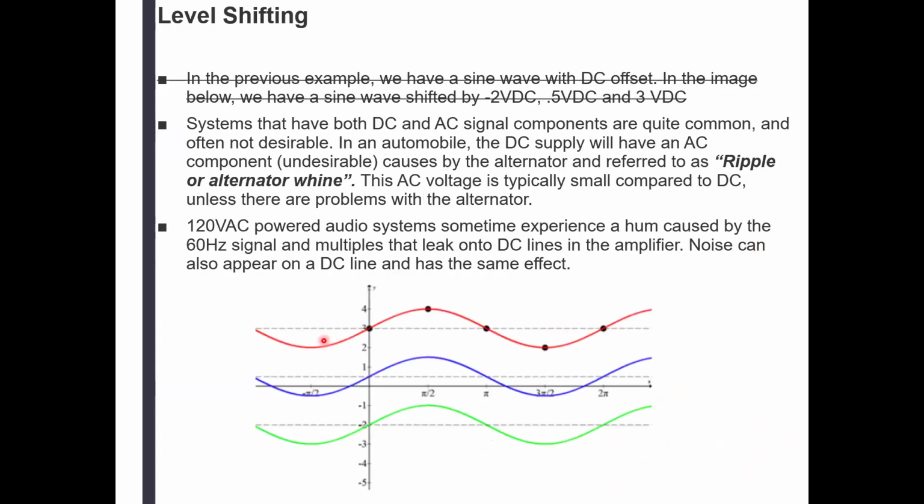So we can do level shifting. And we're going to do a lab where you're going to apply signal, and you're going to be able to have the waveform going up and down with the potentiometer.